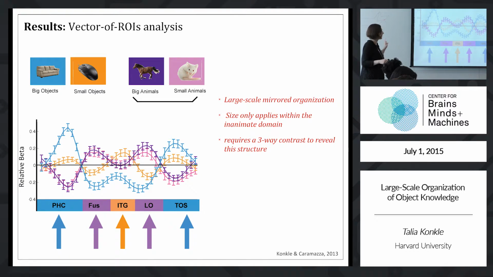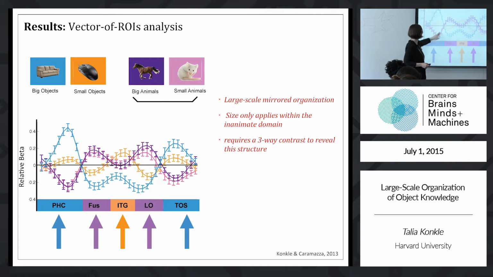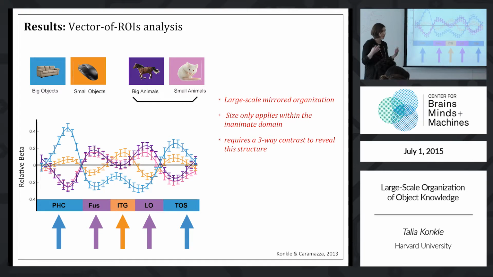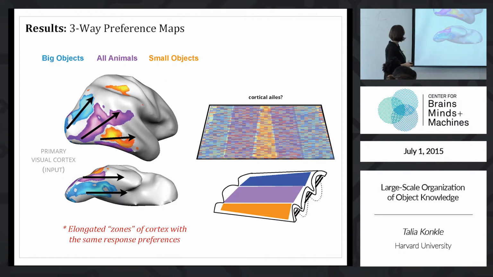The second thing to notice that we did not expect is that the distinction between big and small things only applies to objects. If you look at big animals and small animals, the pink and purple lines, nowhere is there a difference. It turns out that the brain doesn't have a section for small animals and a different section for big animals. Those are just all mixed together. And what this means is there's sort of 3 different sections, so we can visualize that on the brain like so.